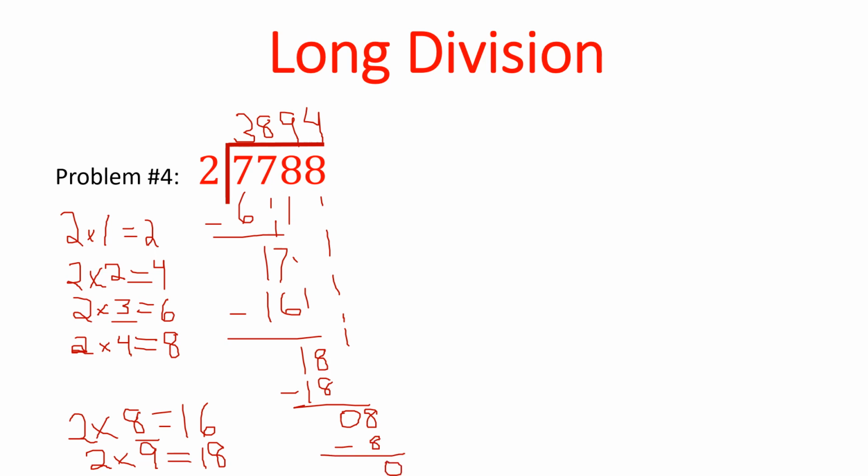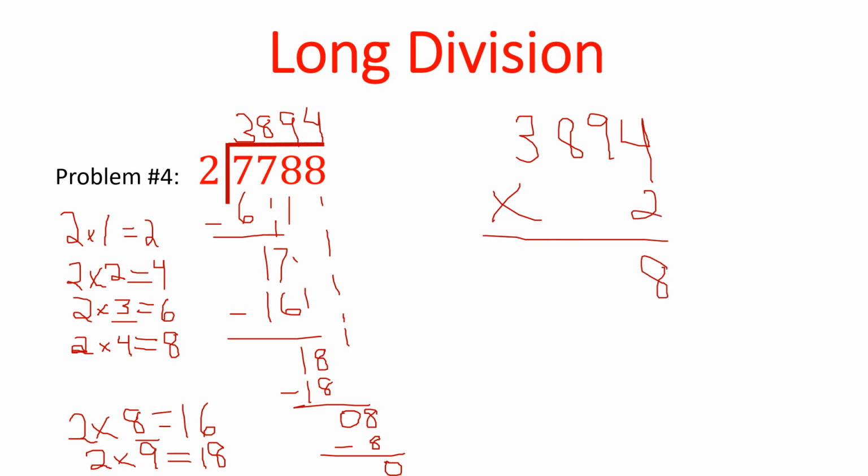Take a look at this, and I'm going to check it over for you. 3,894 times 2. 4 times 2 is 8. 2 times 9 is 18, but we have to carry a 1. 2 times 8 is 16, but there's a 7, carry a 1. 3 times 2 is 6, 7. 7,788.